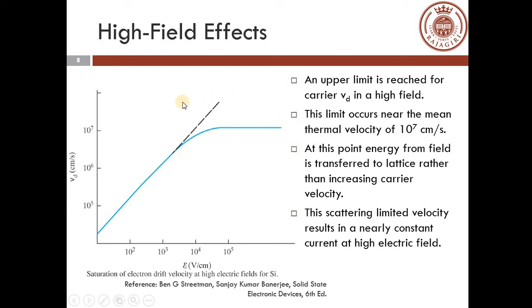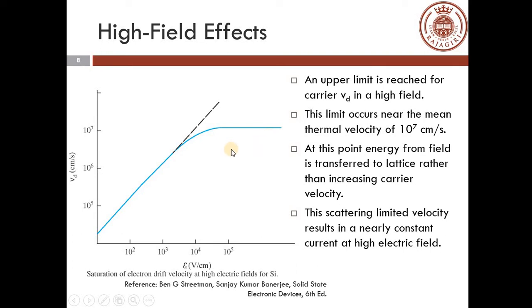So it means that instead of increasing the drift velocity, the energy from the electric field is transferred to the lattice. That is, the velocity is limited and the energy is transferred to the lattice. And this causes a nearly constant high current at very high electric fields. This is called high field effect.